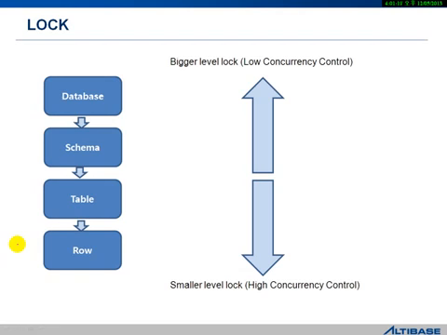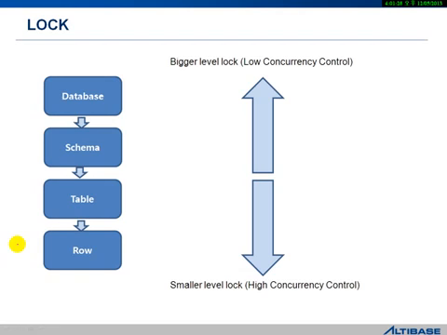The bigger the object, the higher the level of lock. The smaller the object, the lower the level of lock. The big level of lock has a low level of concurrency control, and the small level of lock has a high level of concurrency control. So that's the difference.